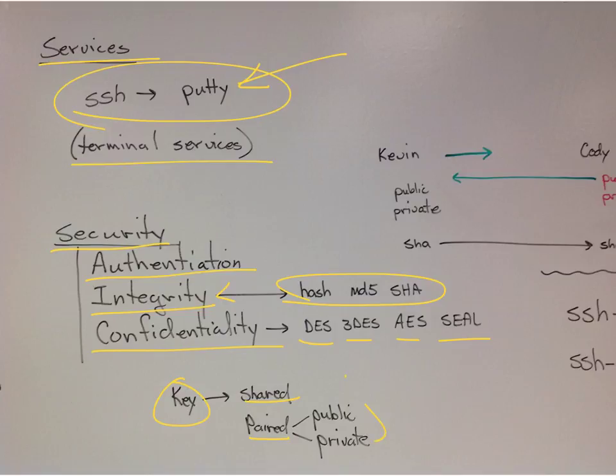Shared, you have the same key on both ends. You share the key on both ends. Public-private, you can have one on one end and one on the other end. You can share your public key with the other end, and we did an example here we'll look at.